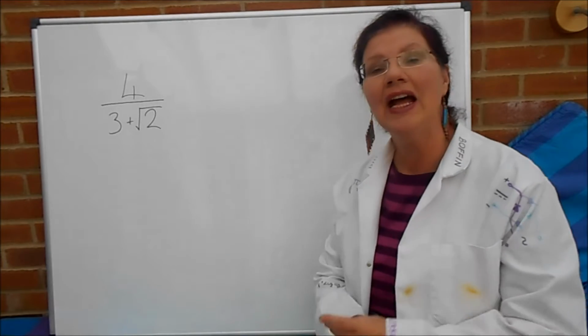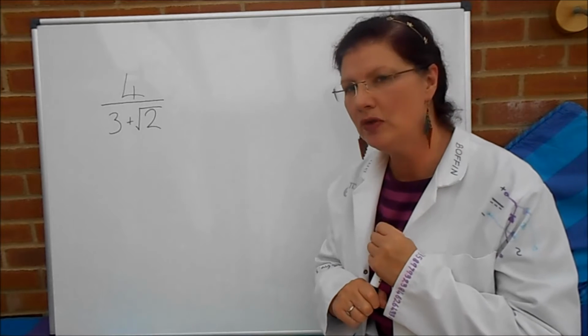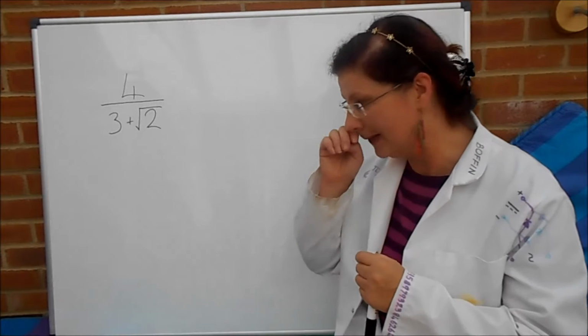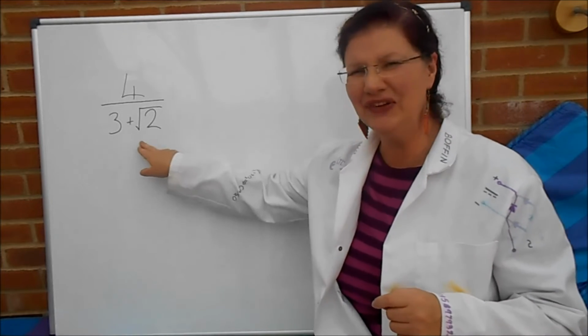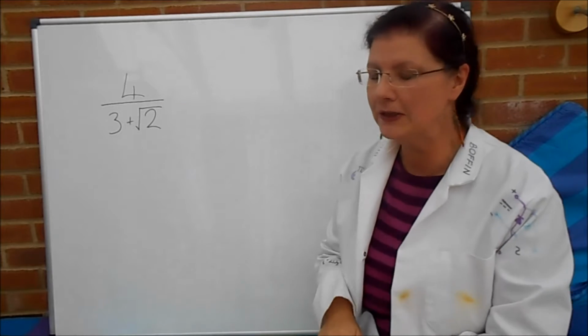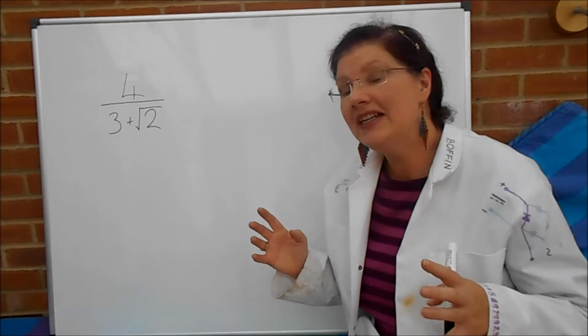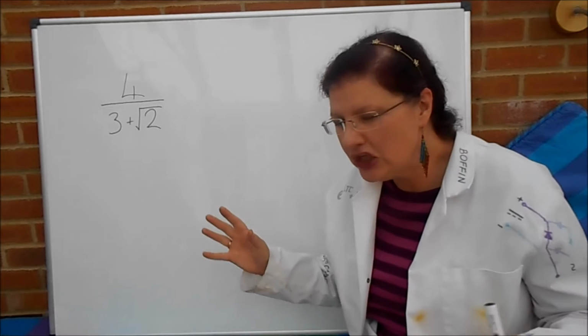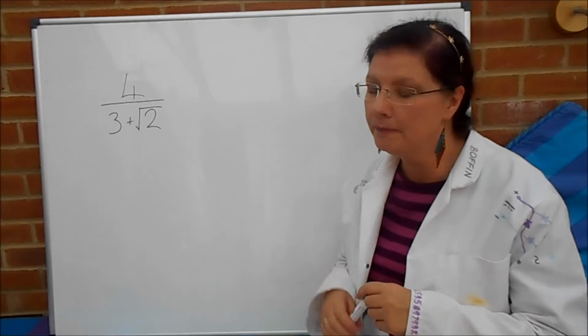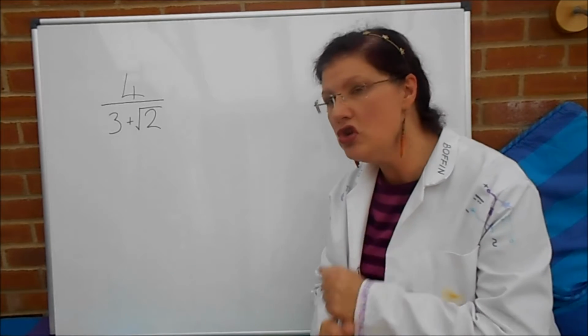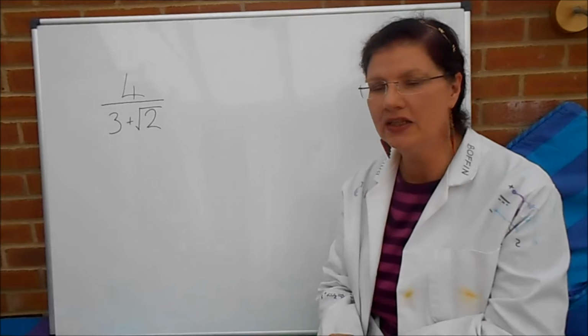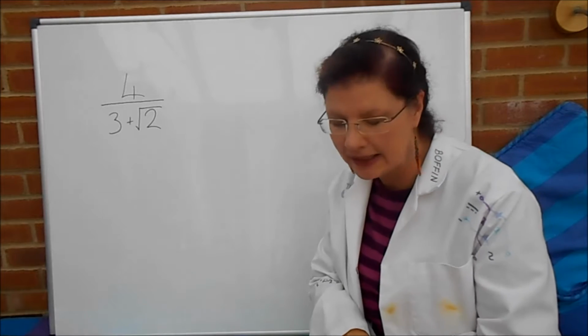Welcome, Batty fans, and welcome to this second part of a two-parter on rationalising the denominator. That means getting yucky stuff like that out of the bottom part of a fraction. Now, this was originally made as one video, but it was way too long, so I've split it in half. So, if you don't know about rationalising the denominator, don't watch this video. It'll scare the living daylights out of you.